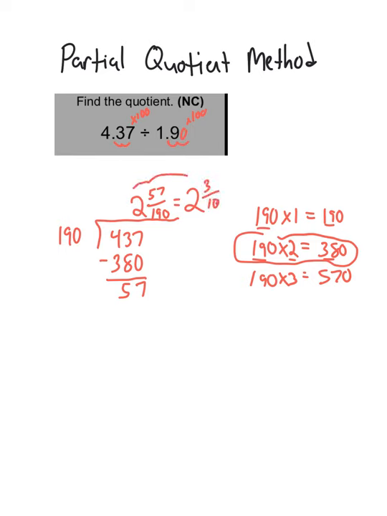So I'm okay with either one of these answers if you did it with partial quotient. Now, if you watched traditional, you know we got 2.3 as a decimal, and 2.3 as a decimal is equal to 2 and 3/10 as a fraction. So they are the same answer.